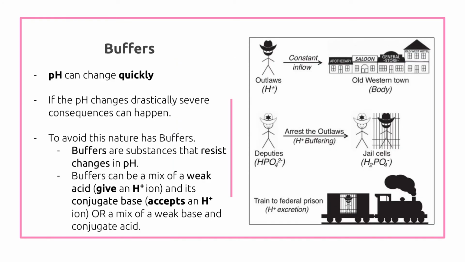So buffers: the pH of something can change very quickly. If the pH changes drastically, severe consequences can happen. So to avoid this, nature has buffers. Buffers are substances that can resist changes in pH. Buffers can be a mix of a weak acid, which will give a hydrogen ion, and its conjugate base, which would accept a hydrogen ion, or a mix of a weak base and its conjugate acid.